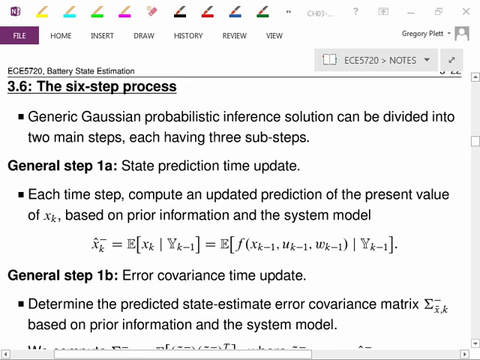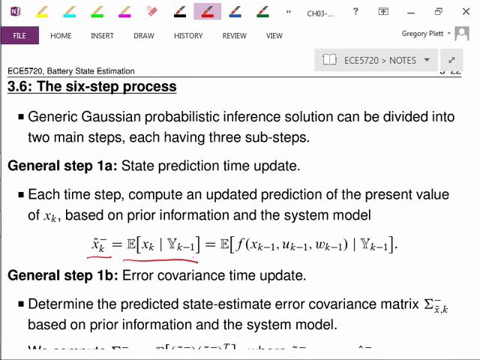So we are computing an updated prediction of the present value of xk. We are computing x hat k minus. Remember, that's our prediction of the state at time k. The minus says given only past information. By definition, we have said x hat k minus is equal to the expected value of the true state, xk, given measurements up to and including time k minus 1 only.